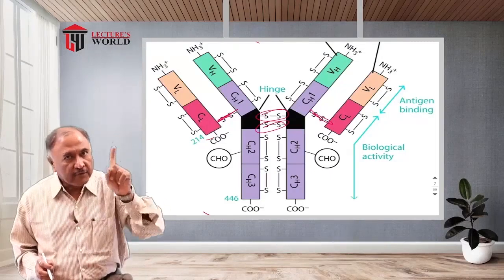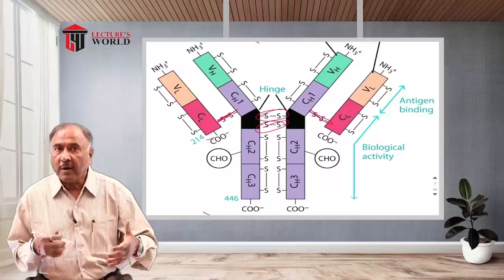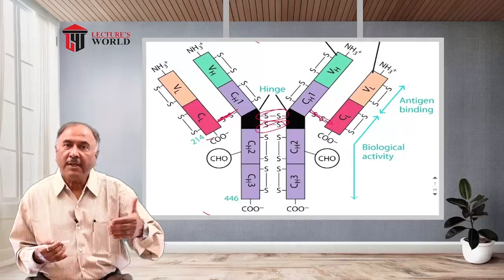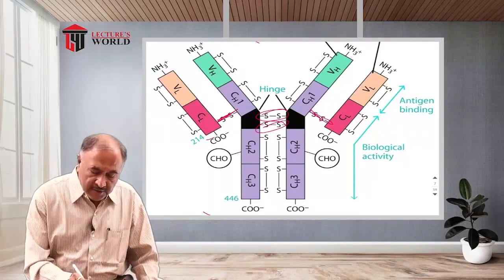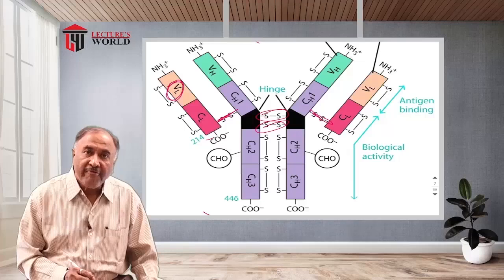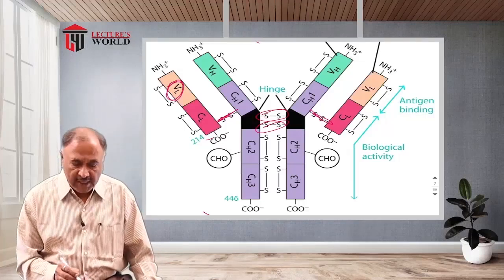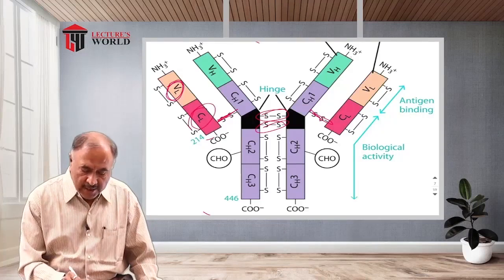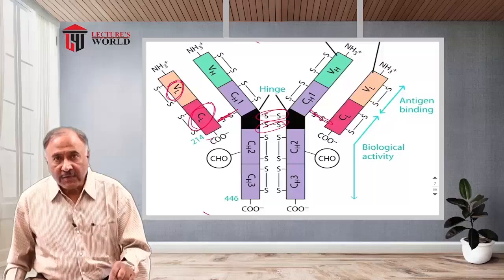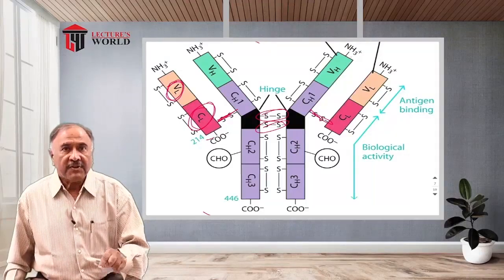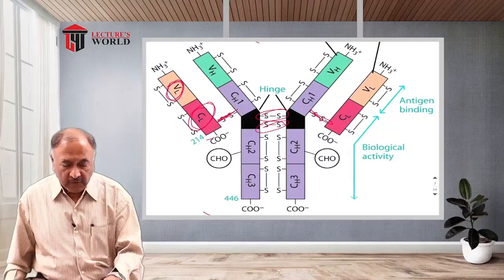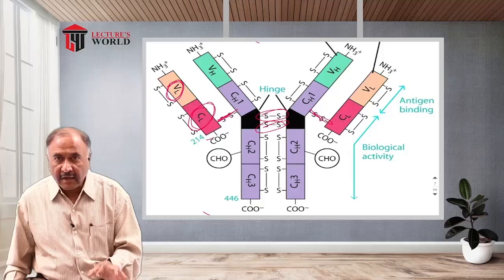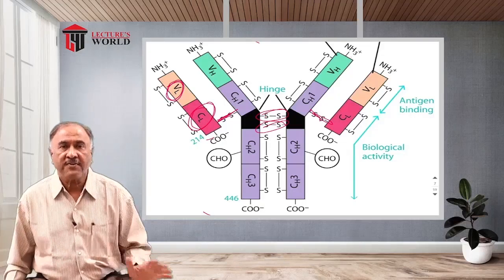Actually, it is one peptide chain. But for our understanding, we can label them into two parts. This is known as variable region, VL, variable light, and this is known as constant region. As you can see in this diagram, the one which is having a yellow color is a variable region, and the one which is having a red color is a constant region.